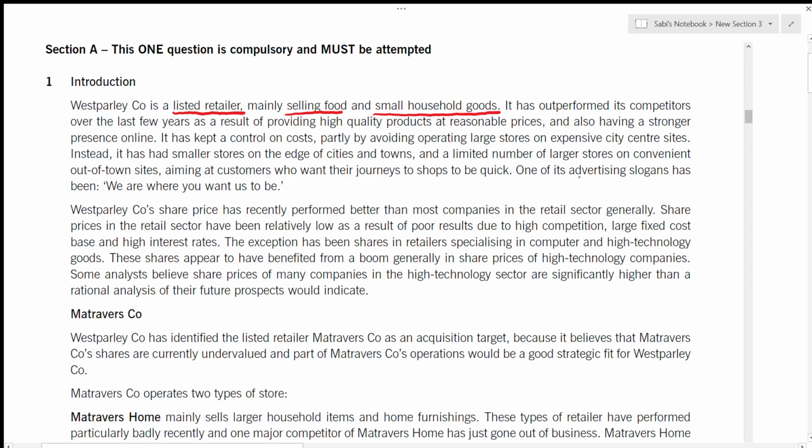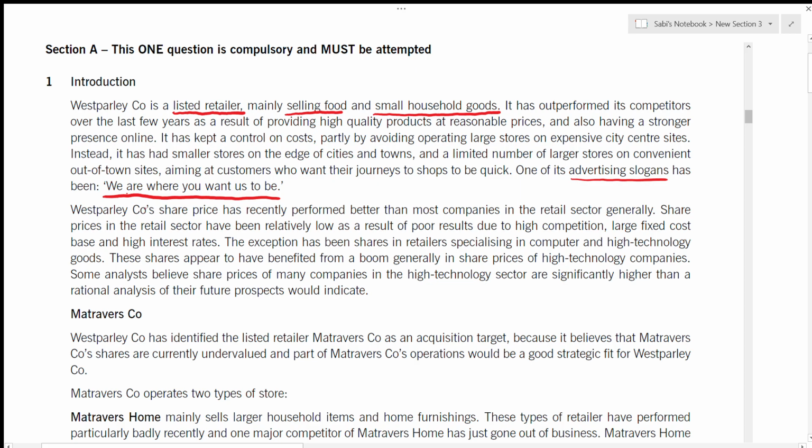Okay, we'll highlight this also. Maybe we need this piece of information. Whenever you are given slogans, mission statements or advertisements like that, please highlight them, because you will be needing this slogan somewhere in your answer. You can make good use of it because they are claiming to be where the customer is. Now let's read the second paragraph.